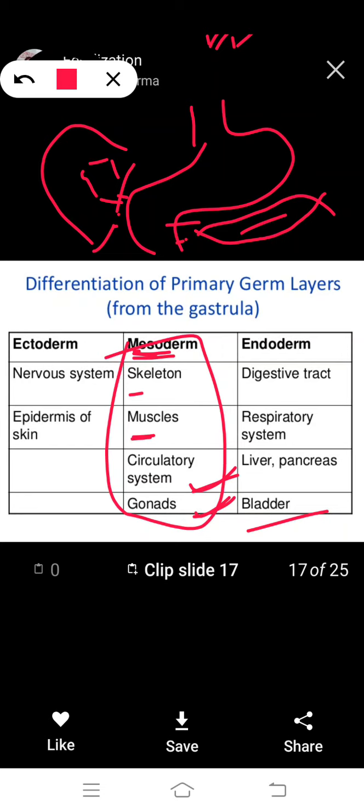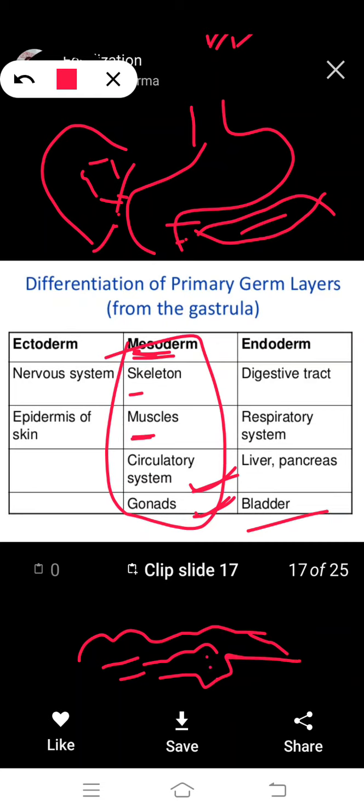Ecto means outer layer, so it forms the skin and epidermis, and it also forms neurons. A neuron has dendrites and telodendria, we all know it. So it forms only the epidermis, skin and nerves. Another, endoderm, forms the digestive tract and also the respiratory system, liver, pancreas and bladder.